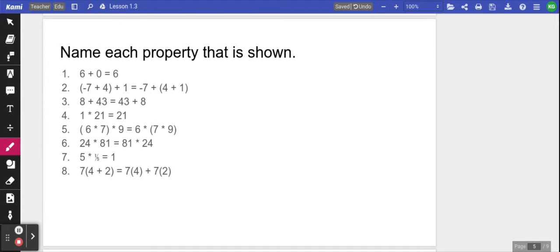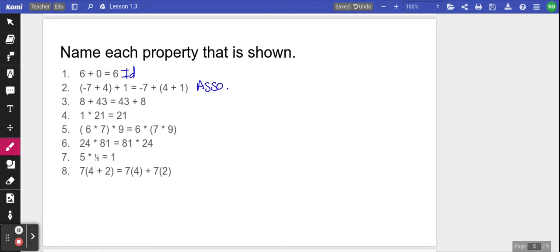So the first one says 6 plus 0 equals 6. That would be the identity property. Number 2, notice the order of the numbers stays the same, negative 7, 4, 1. What changes is the grouping symbols are first around the 7 and the 4, and then on the second one, they're around the 4 and the 1. That is the associative property.